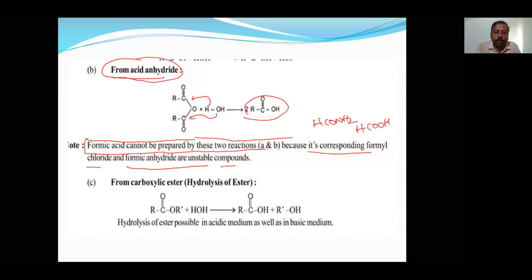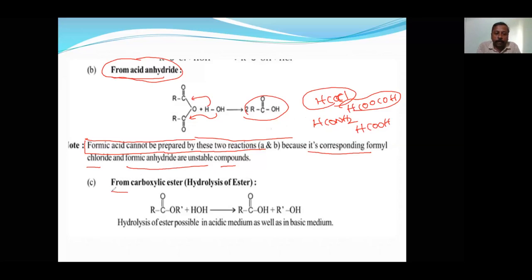So this cannot be used. Okay, HCO, we want to get this. First of all, we should use HCOCl. This is unstable. And HCOOCOH, this is also unstable. Once the reactants themselves are unstable, they are not giving the product.